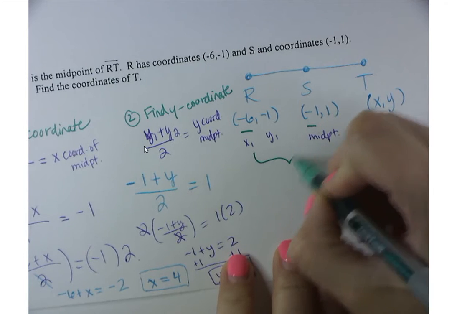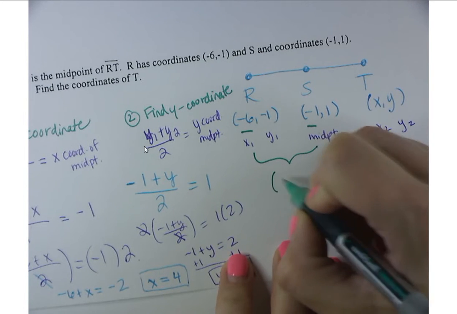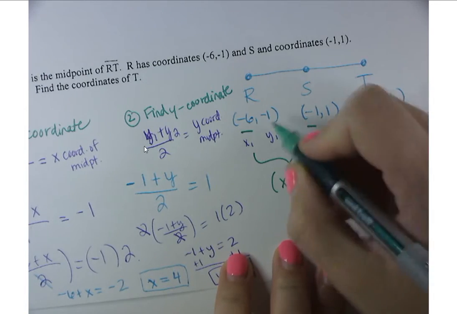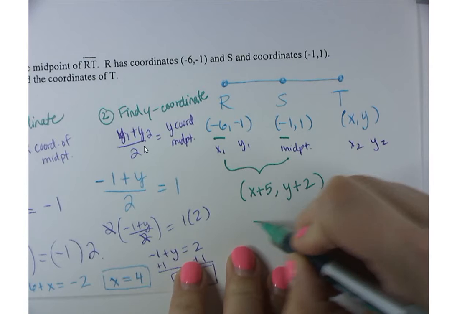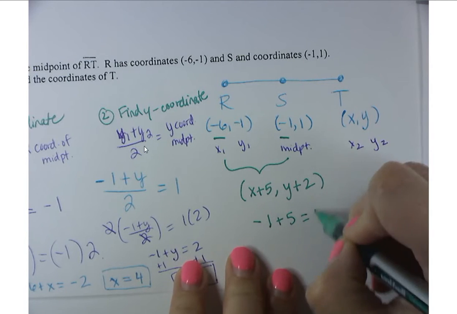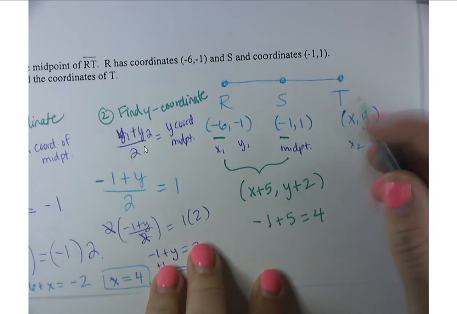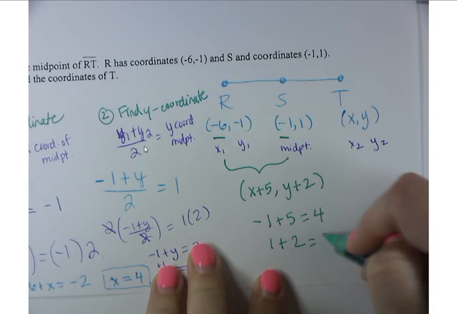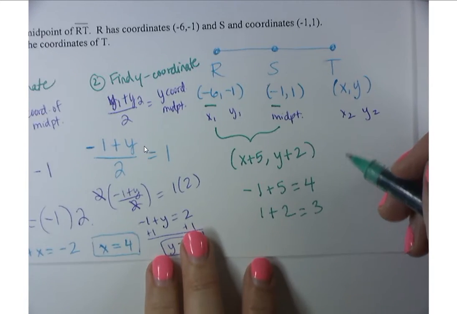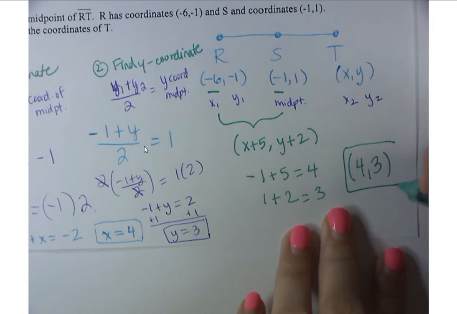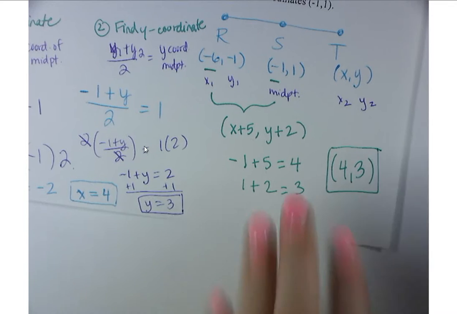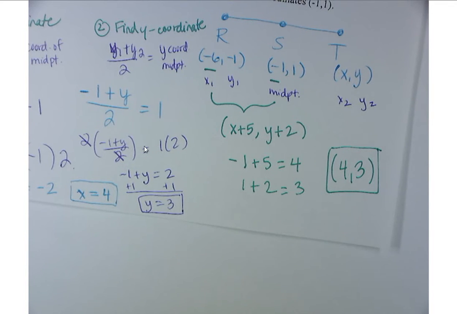Okay, so I'm also just going to put here, for the x's, from -6 to -1, you would add 5 to the x. To the y's, you would add 2. Okay, so you could do -1 plus 5 to get 4. And you could do 1 plus 2 to get 3. And it says, find the coordinates of T. So your coordinates would be 4, 3. Okay? So you don't necessarily have to use the formula, but I do want you to know how to set it up and be able to solve that.